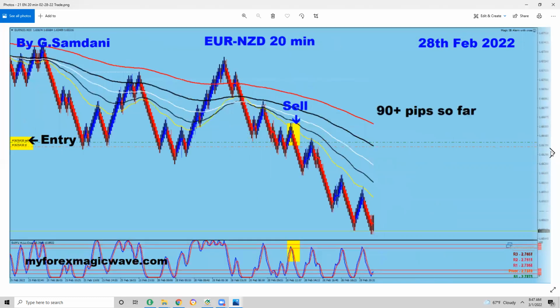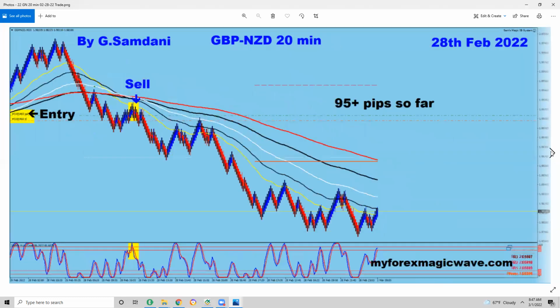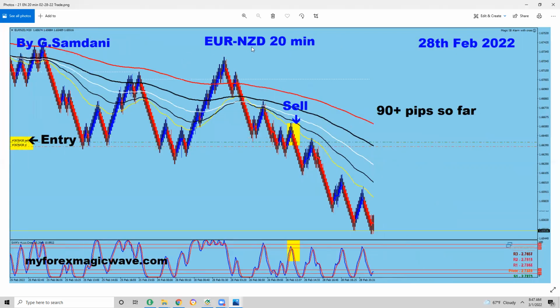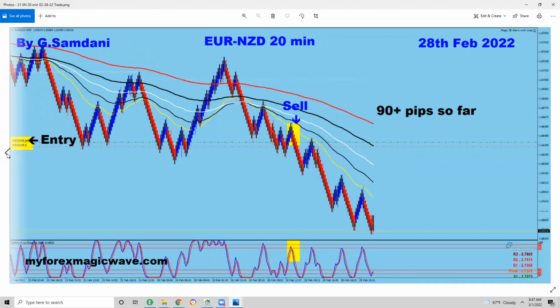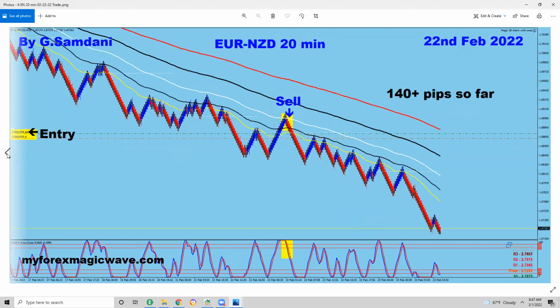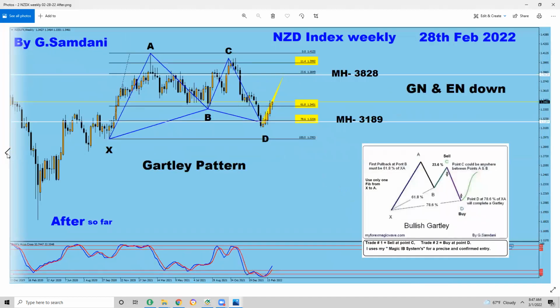And on the 28th of February, I just clicked. So EN on the 28th, again short for 90 pips. And on the 28th, which was yesterday, GN from here to here, 95 pips. So you see how many pairs? Only 2 pairs, all short, based on only this chart, which was the weekly New Zealand dollar index.